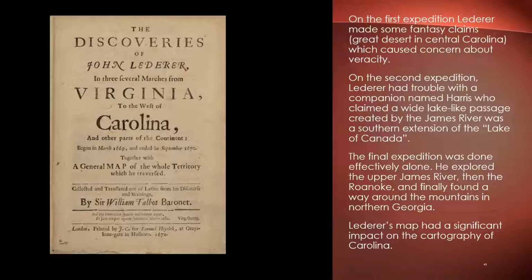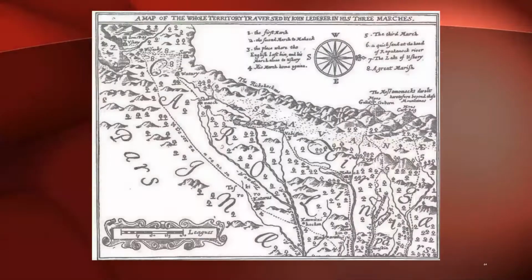And finally, in his third expedition, he explored the upper James River and then the Roanoke, and finally found a way around the mountains in northern Georgia. He may have been a little fantastical, but evidently he was a good map maker.